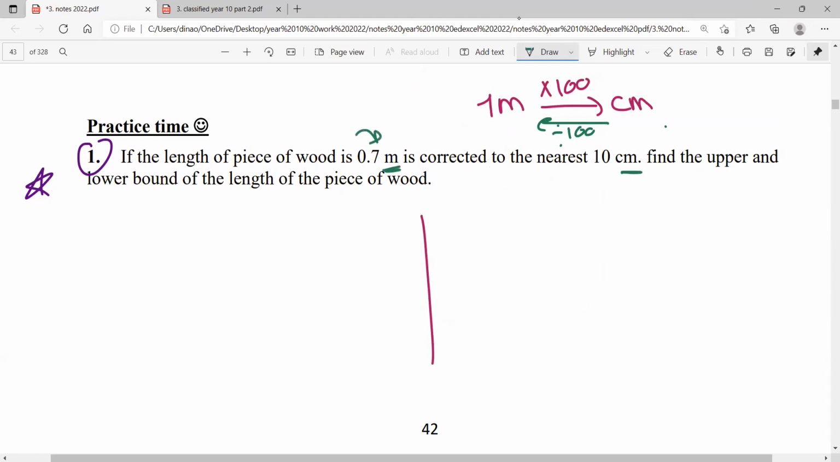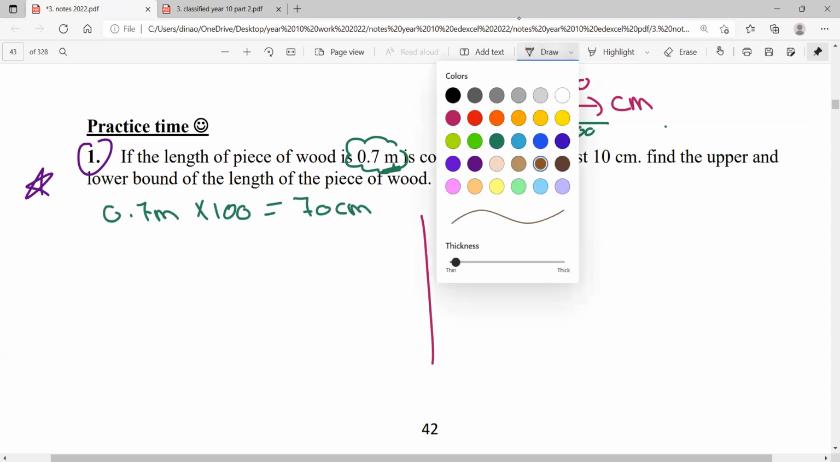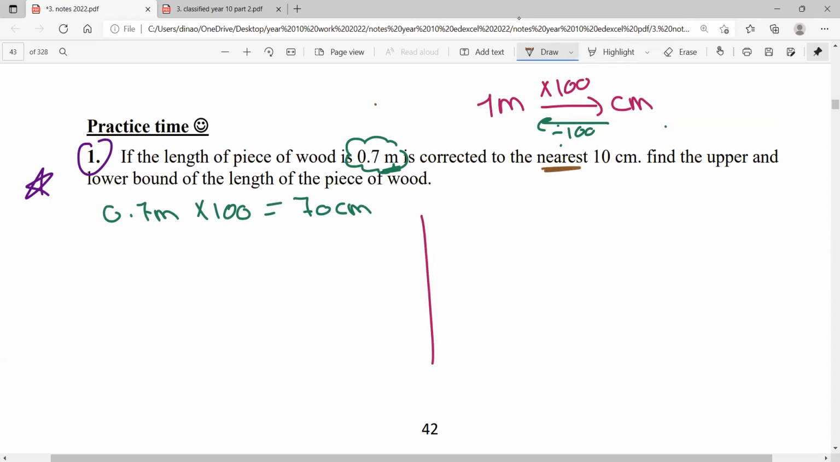You either change this or you change this. It is totally up to you. Let's see. مثلا I'm going to change this. So how do I change 0.7 meters to centimeters? I multiply by 100. So this would simply change into 70 centimeters. تمام. طبعا هنا, as we said, you always look for the value given after the word nearest. So the value here is given clearly, which is 10 centimeters.